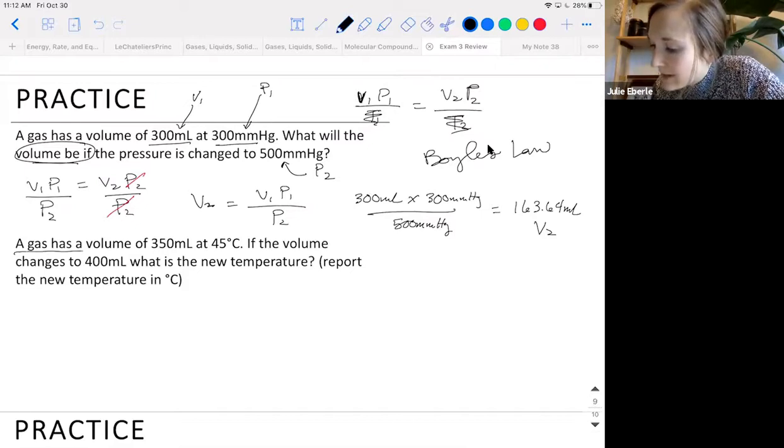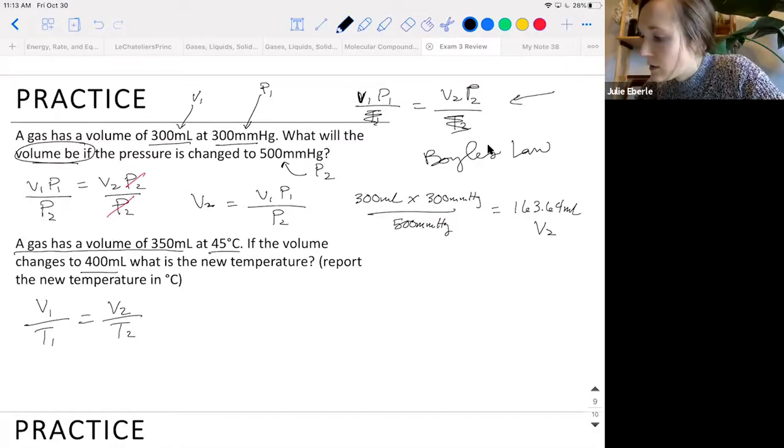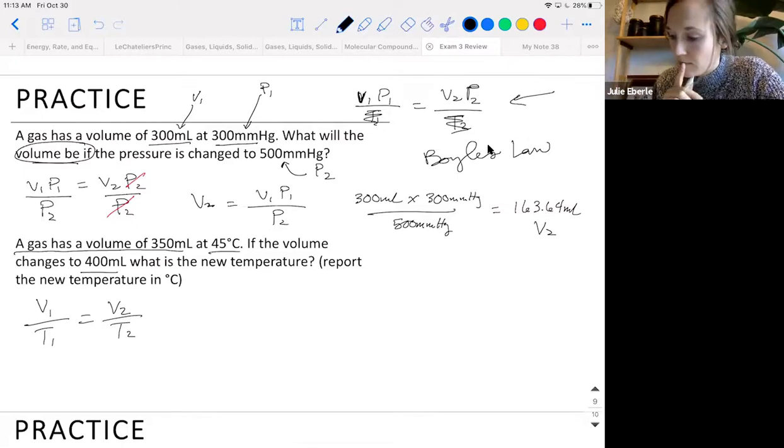Okay, next problem. A gas has a volume of 350 milliliters at 45 degrees Celsius. If the volume changes to 400 milliliters, what's the new temperature? Okay, so here we have nothing on pressure, no variables on pressure. So pressure must not even be important. We're going to take that out of the equation. What we're left with when we do that is V1 over T1 equals V2 over T2. Okay, so that's like we use the combined gas law. We just this time took pressure out instead of temperature.